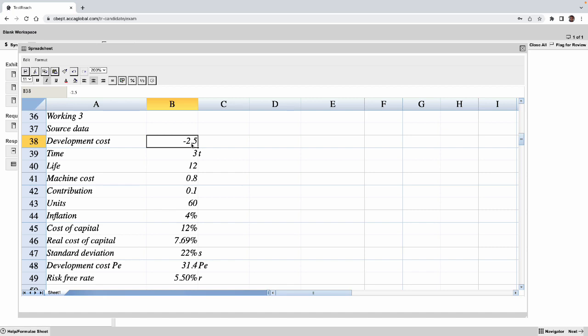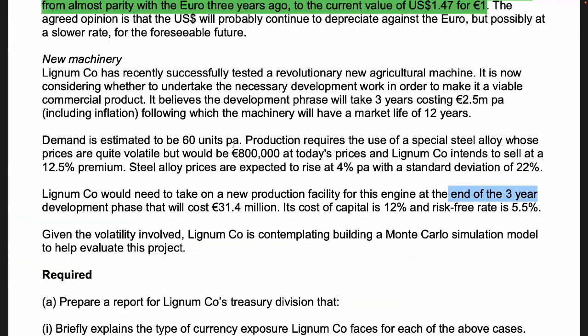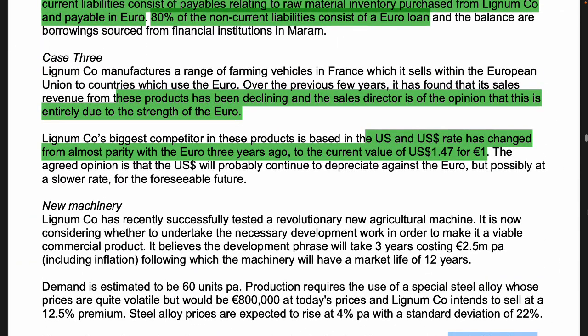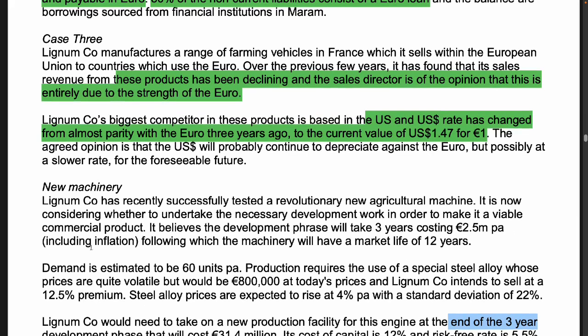Okay. The next one, pay attention. Because you're paying in advance, you pay at the start of year 0, start of year 1, start of year 2. Follow? Finish year 2 already. Then the third year, your development is completed. So here it's viable. I believe the development phase will take 3 years, costing 2.5 million, including inflation. So no need to adjust for inflation.